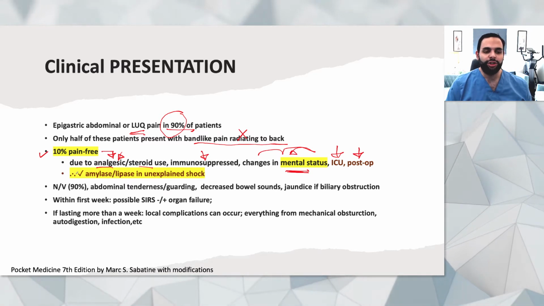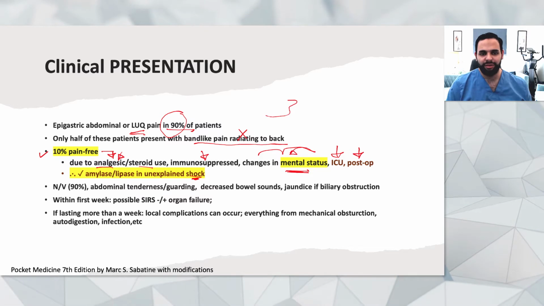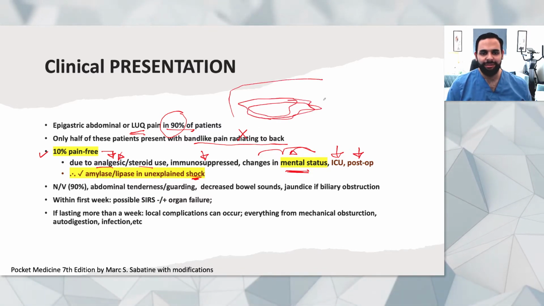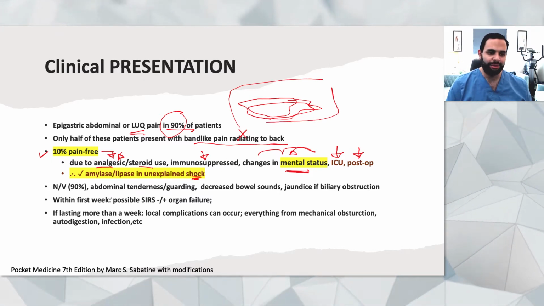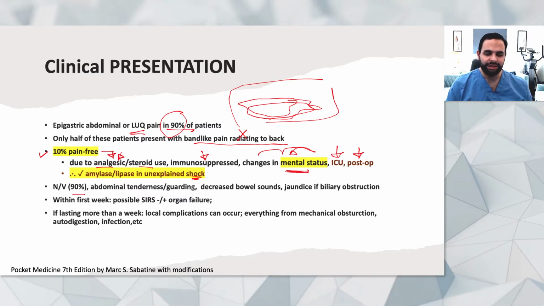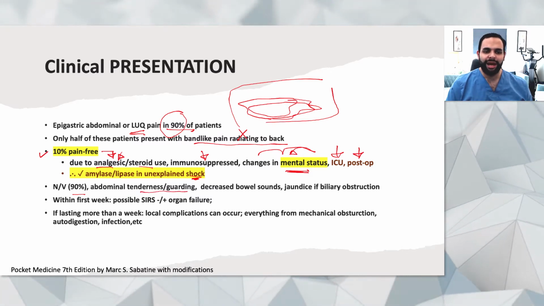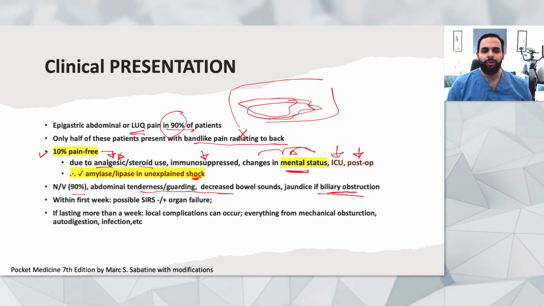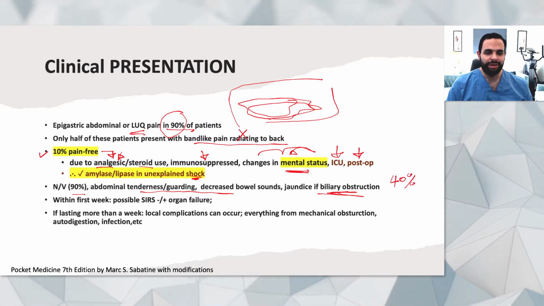So therefore, check amylase and lipase in any unexplained shock, because as we said, the inflammation of the pancreas causes pooling and edema. It causes severe edema and pooling of fluids around the pancreas in that area of the abdomen. 90% of patients will have nausea and vomiting, abdominal tenderness and guarding, decreased bowel sounds, and that kind of looks like acute abdomen, doesn't it? And jaundice if biliary obstruction occurs, and we already know that gallstones cause 40% of cases, as we mentioned earlier.